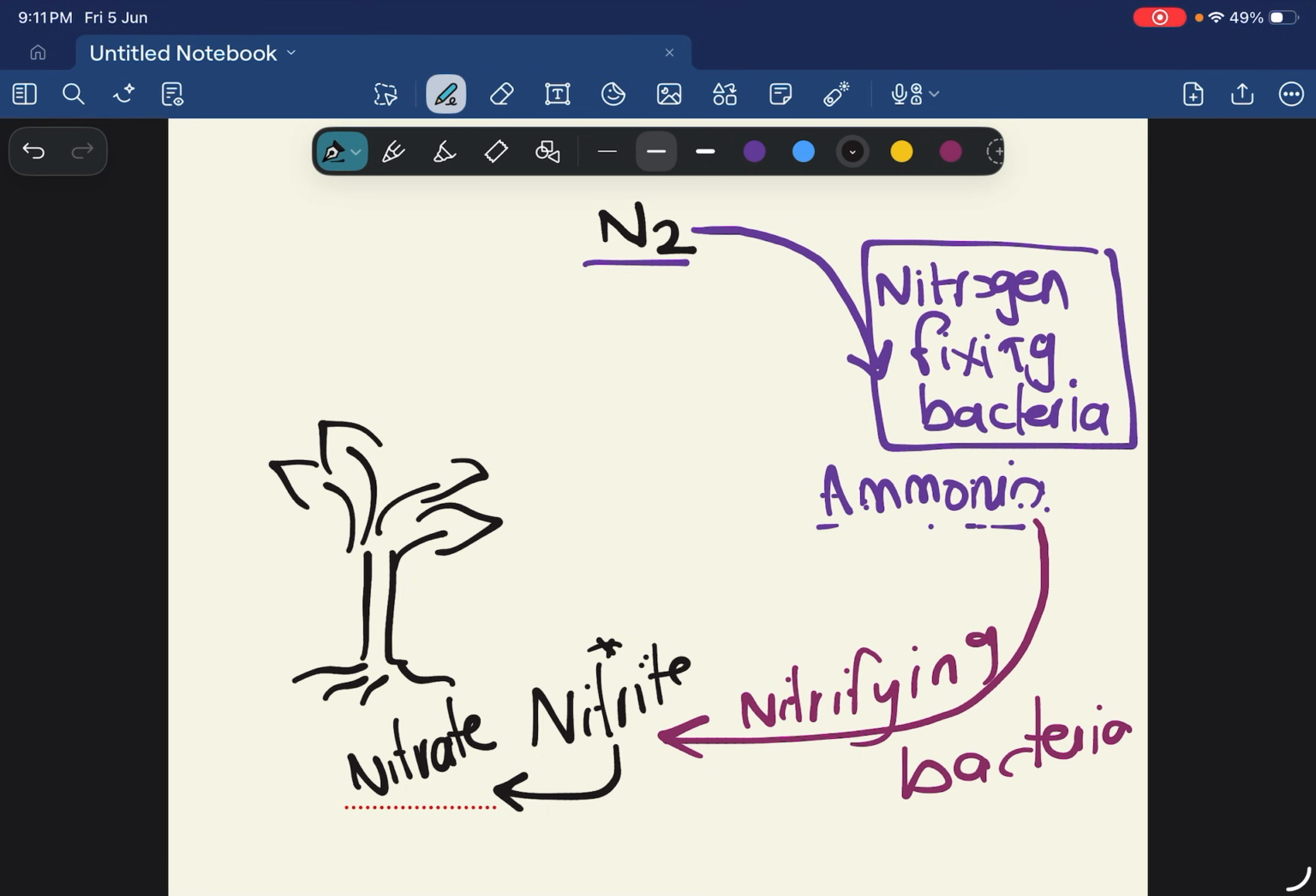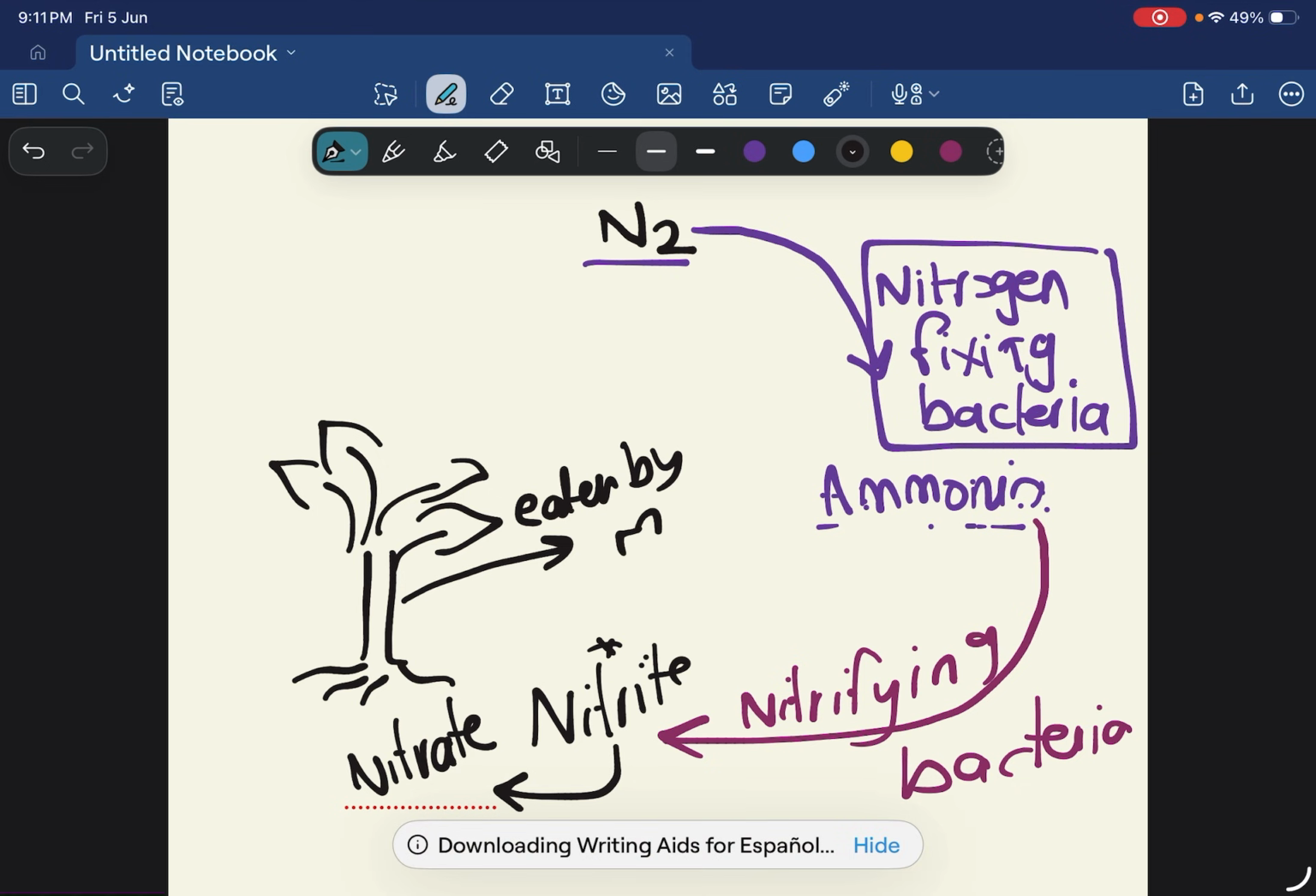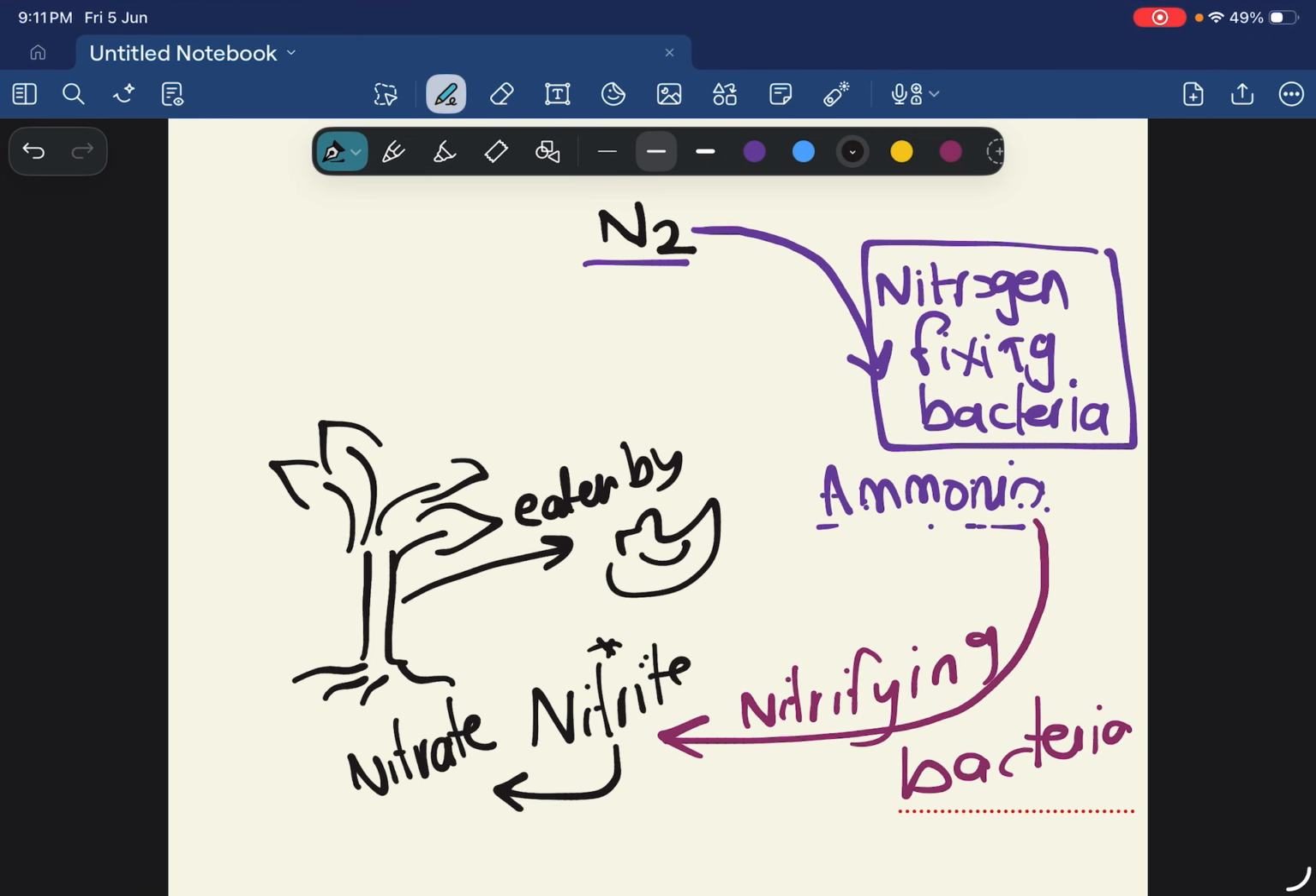When plant roots absorb nitrate ions from the soil, they use these nitrates to make amino acids, proteins, DNA, RNA, chlorophyll. Then plants are eaten by animals. So animals obtain nitrogen by eating plants or by eating other animals. So nitrogen moves through food chains.